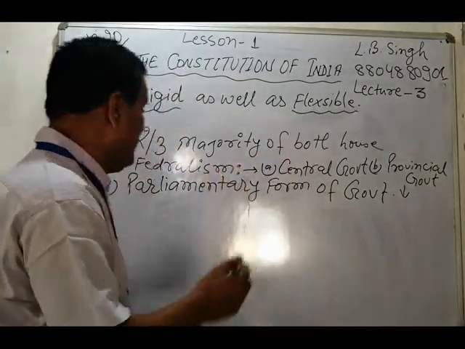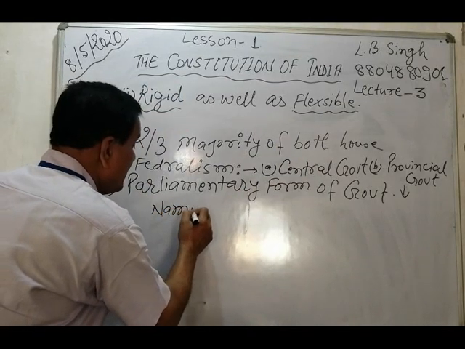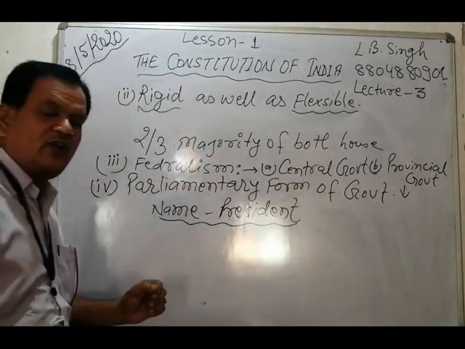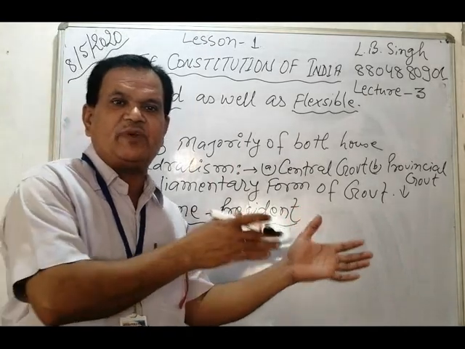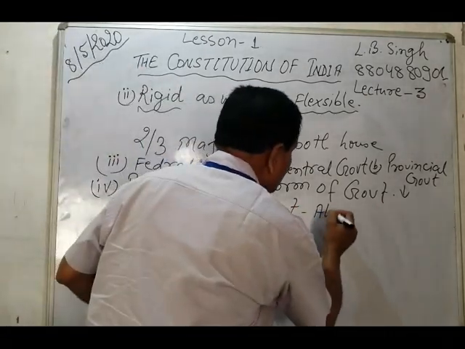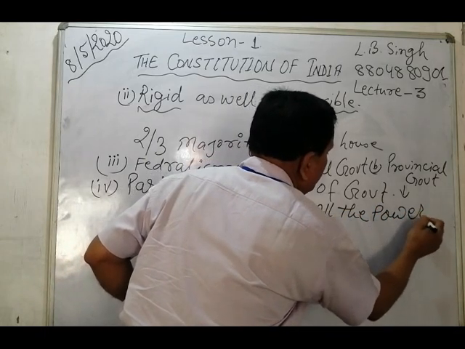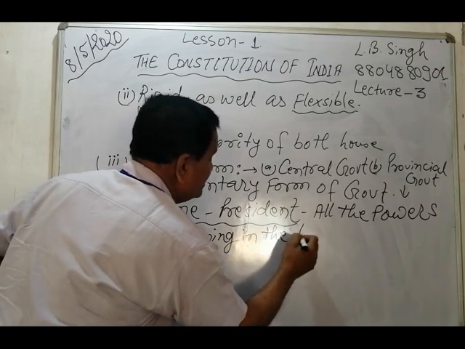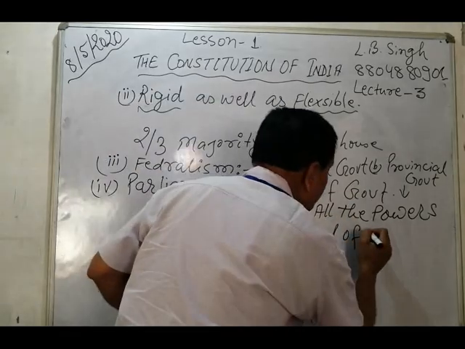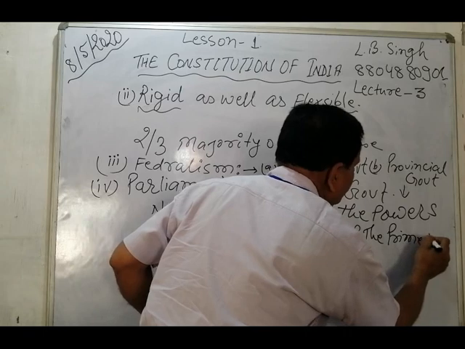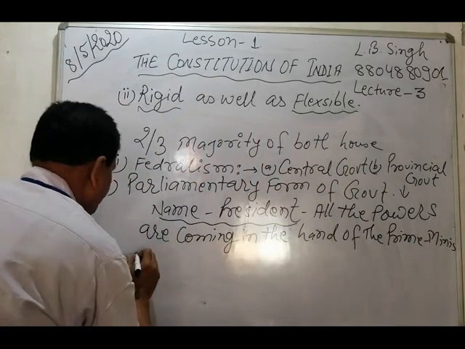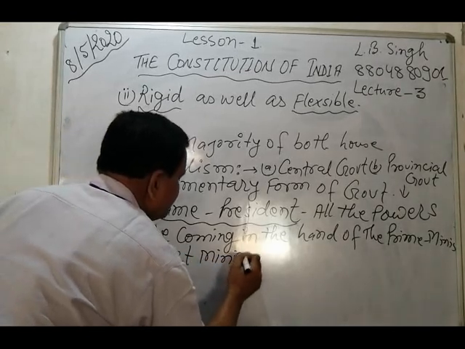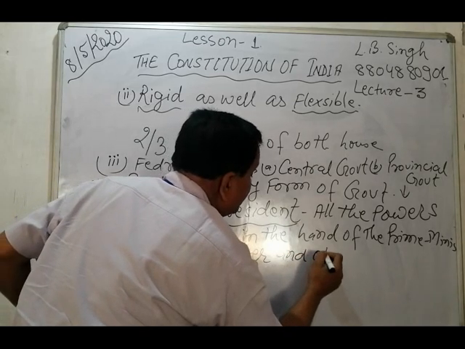All the amendments, all the rules and regulations are coming in the name of the President. जितने भी कानून बनते हैं और हम लोग प्रेसिडेंट के प्रति समर्पित हैं, but all the powers are coming in the hand of the Prime Minister, Cabinet Minister, and other ministers.